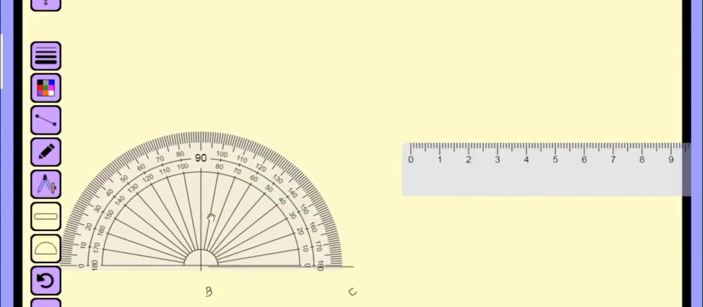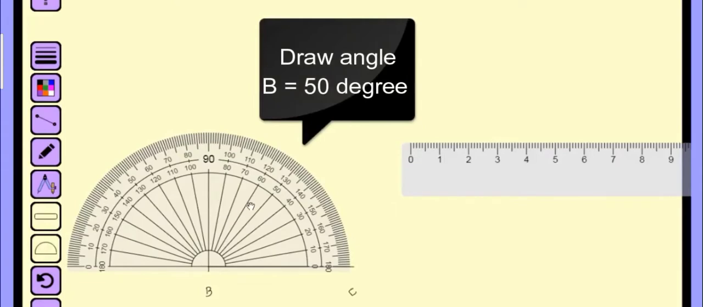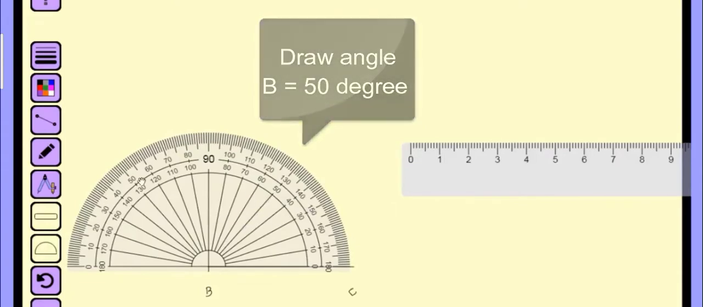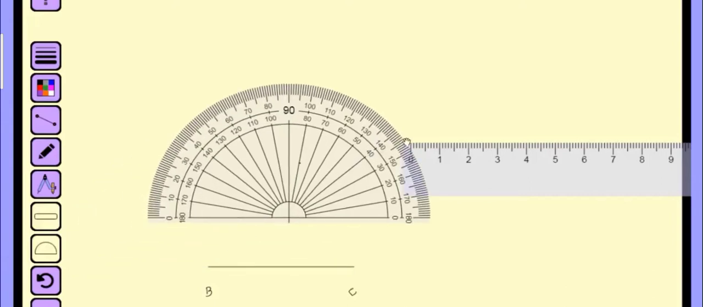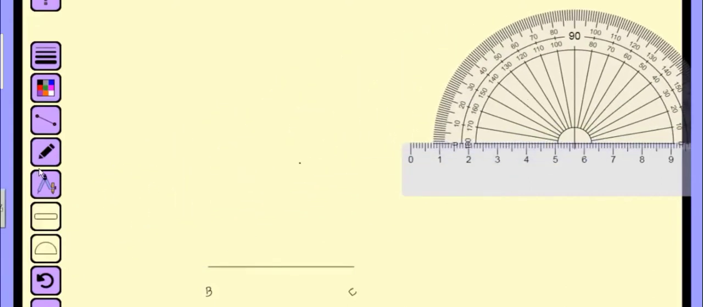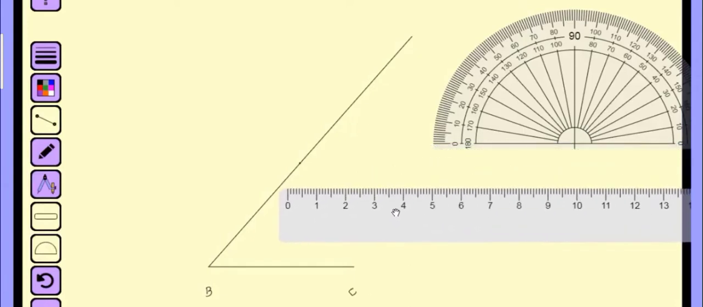After that, what is the sum of the remaining two sides? The sum AB plus AC we have to take. Firstly draw the angle properly, neat and clean and exactly 50 degrees. Take the measurement properly by the scale, and by using the scale only you have to draw the line. Now this is angle B equal to 50 degrees.